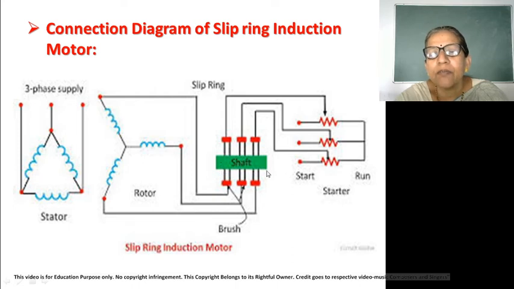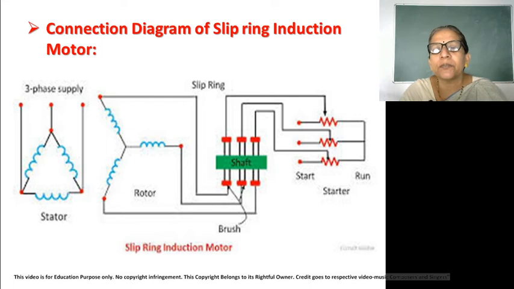This is the shaft, the same shaft on which the rotor is mounted. Over the shaft, three slip rings will be provided. On the slip rings, brushes will be resting, and these brushes will then be connected to the external resistance bank, which will be used as a starter, as well as to improve the starting torque of the induction motor. And that's why this motor is used for locomotive type of applications which demand high starting torque. So this is the basic difference between the squirrel cage rotor and slip ring rotor.